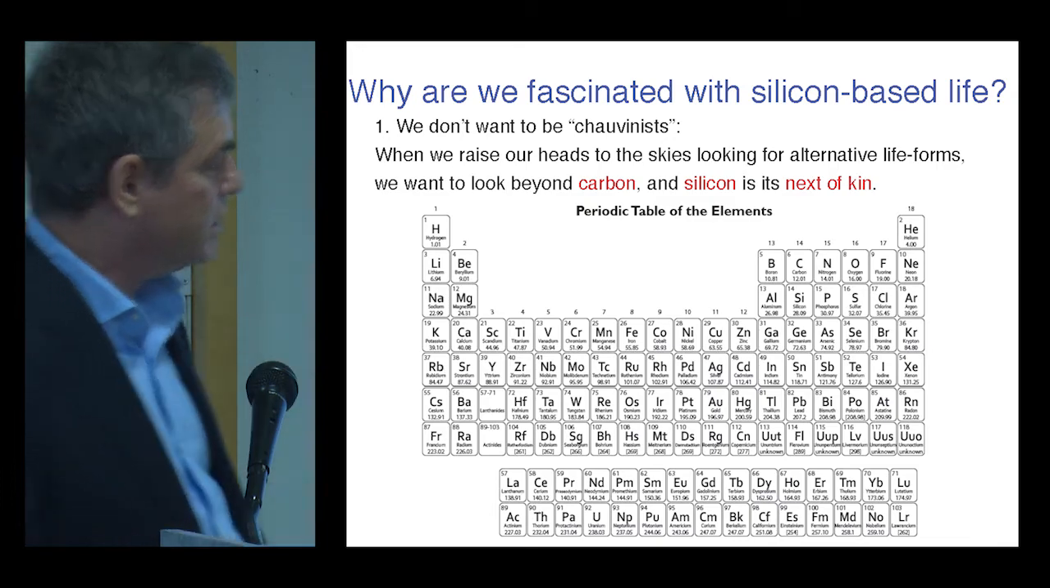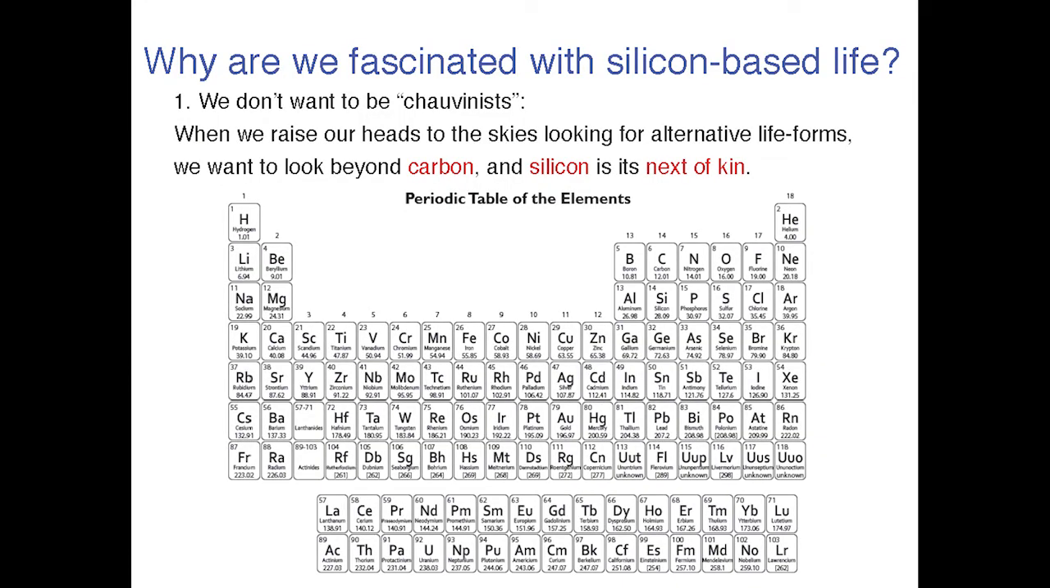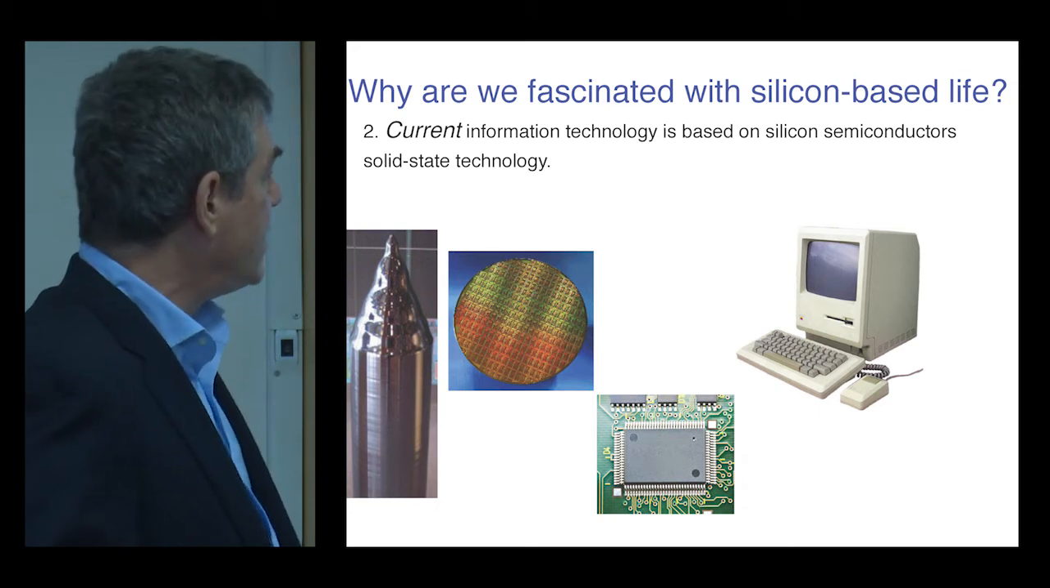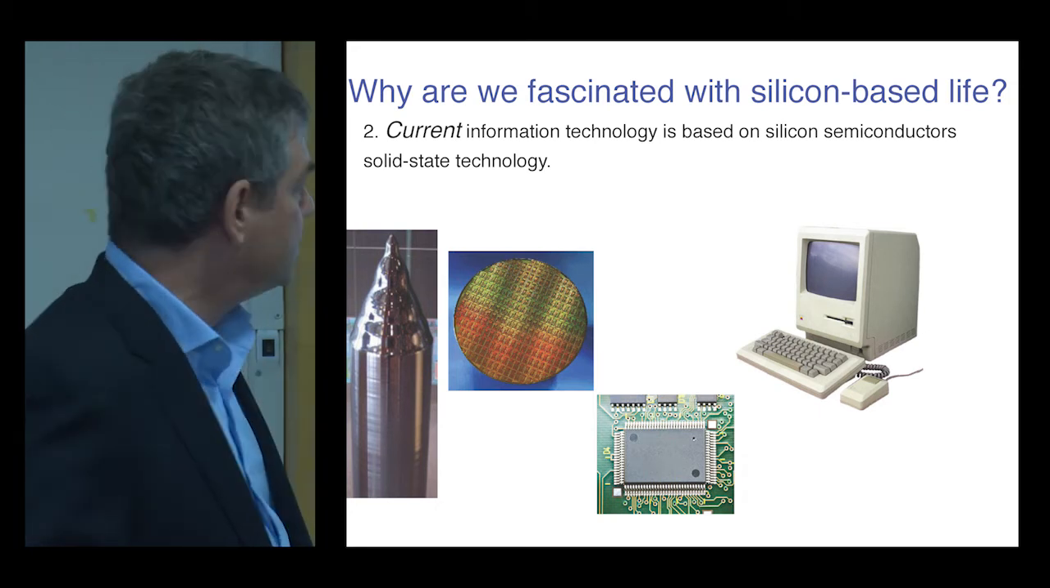And if we look at this row here, we can see that carbon and silicon belong to the same column, and therefore we say that they are very closely related. They have some chemical relationship. But this is just one reason. The other reason for us to be fascinated with silicon-based life is technology, which is the topic of this meeting.